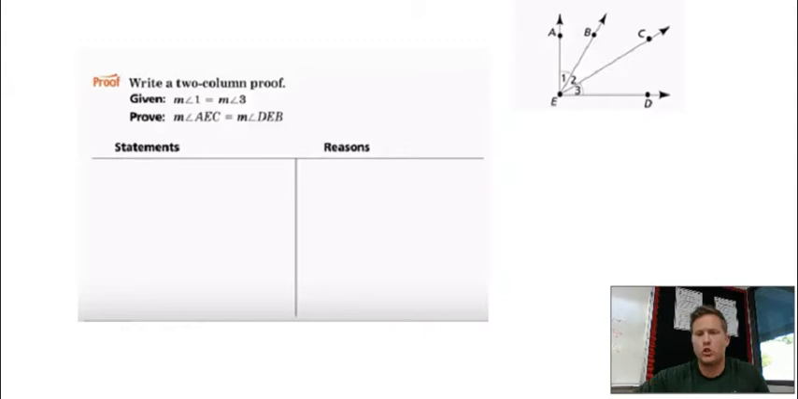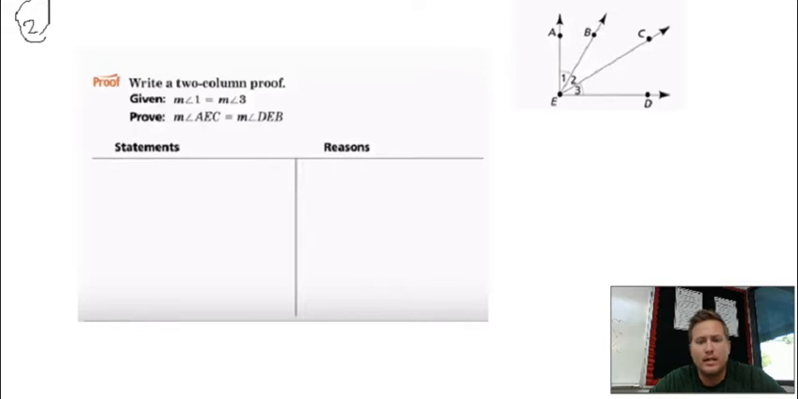Problem number 2. So we're going to write number 2 right up here, and we're going to write out this problem, and we're going to draw the picture as well. And we're going to go through our two-column proof. Okay, so it says we want to write a two-column proof.